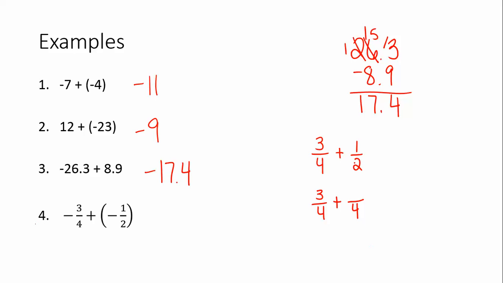So we look at what you can multiply 2 by to get 4. We multiply 2 times 2, which means we also have to multiply the top by 2 so that we're not changing the fraction. So 1/2 becomes 2 over 4. Now we can add the fractions. So 3 plus 2 is 5 over 4. We need to change this to a mixed number of 1 and 1/4.